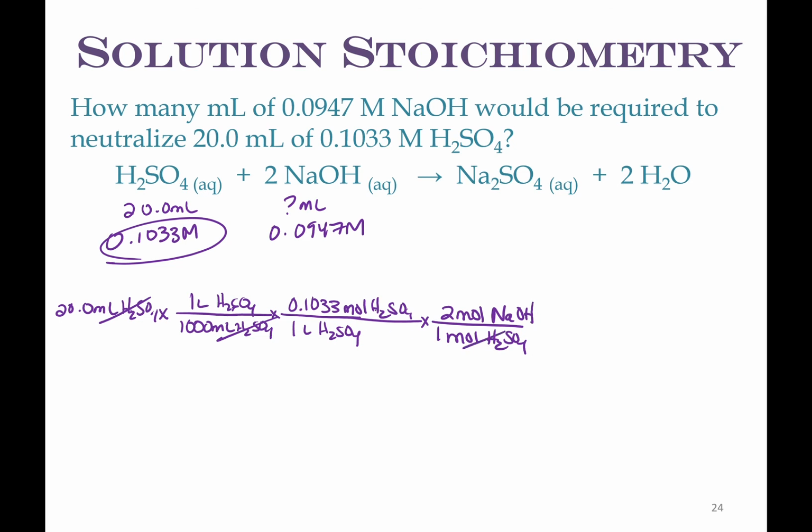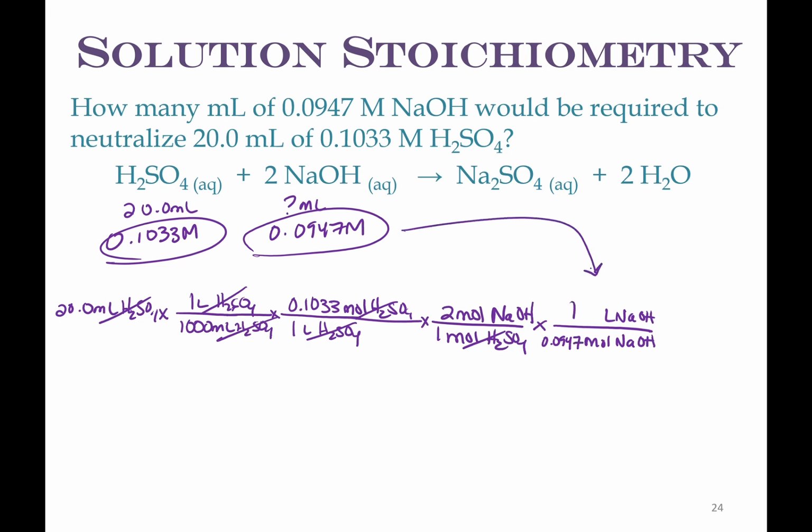Now, this is the step that usually throws people for a loop because it's a little different. We're going to be going to liters because we're converting using a molarity. So we're going to get rid of moles of NaOH and go to liters of NaOH using the molarity. So there are 0.0947 moles for every 1 liter. That's what molarity means. So that's a molarity step.